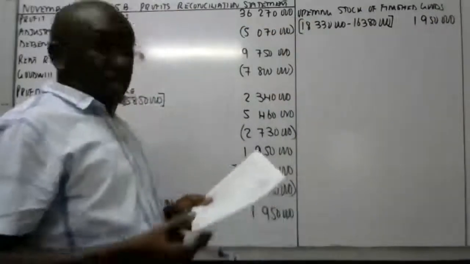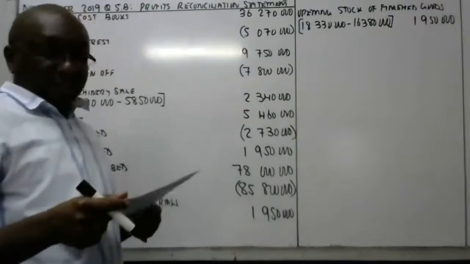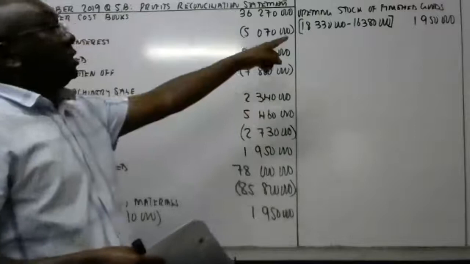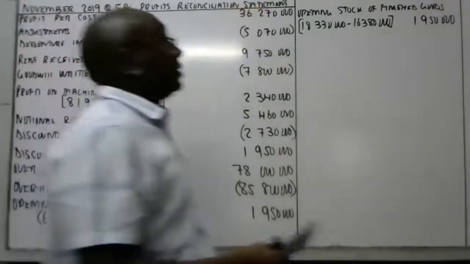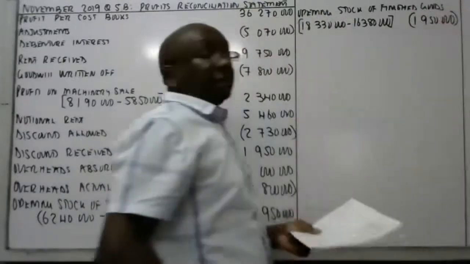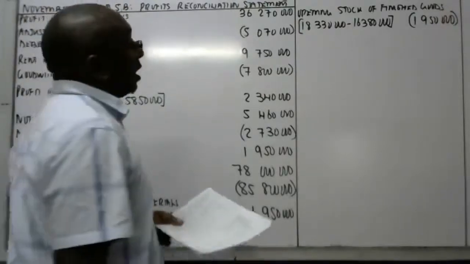And what you can see is that the cost people understated. So when you understate and it's opening, profit goes up. So to bring it down, you less. So this one we are supposed to subtract.